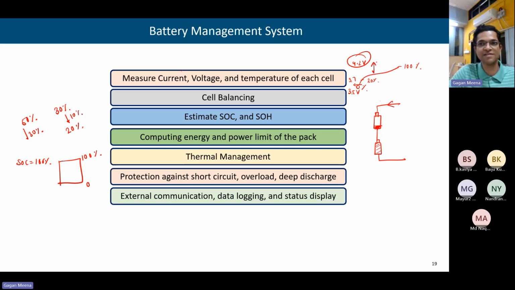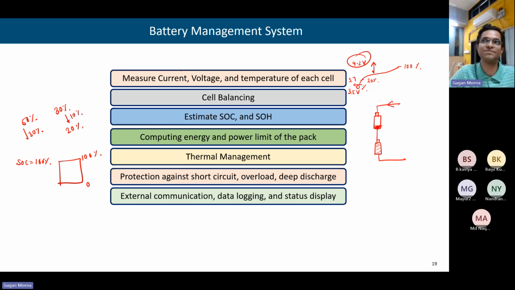And the voltage is in between this range only, from 20% to 100%. Based upon SOC, the voltage will change. And we want to keep it within the safe range. We don't want to deep discharge it, and also we don't want to overcharge it.